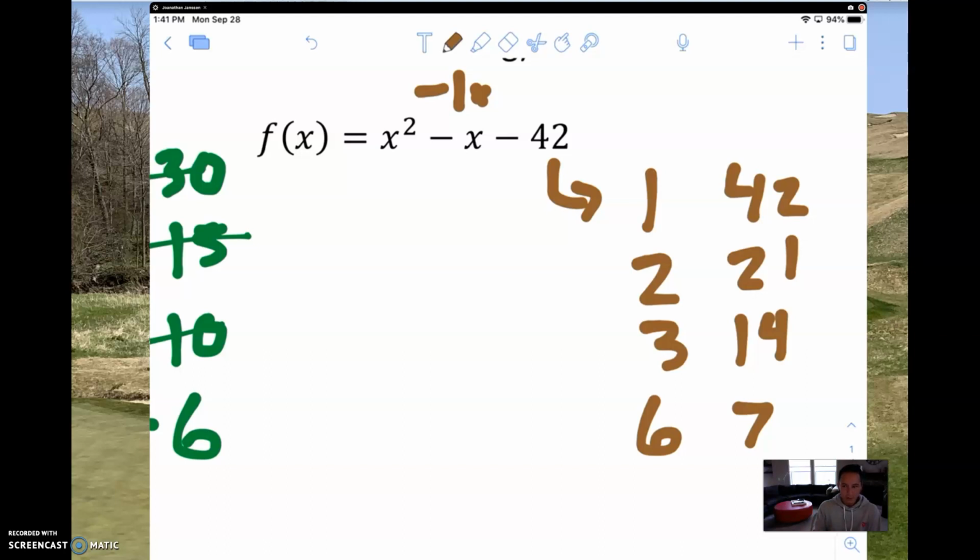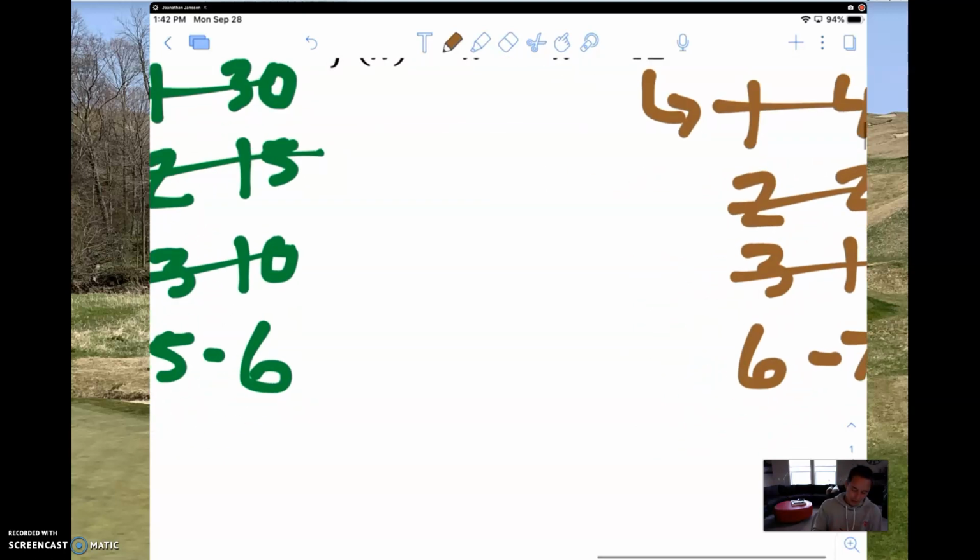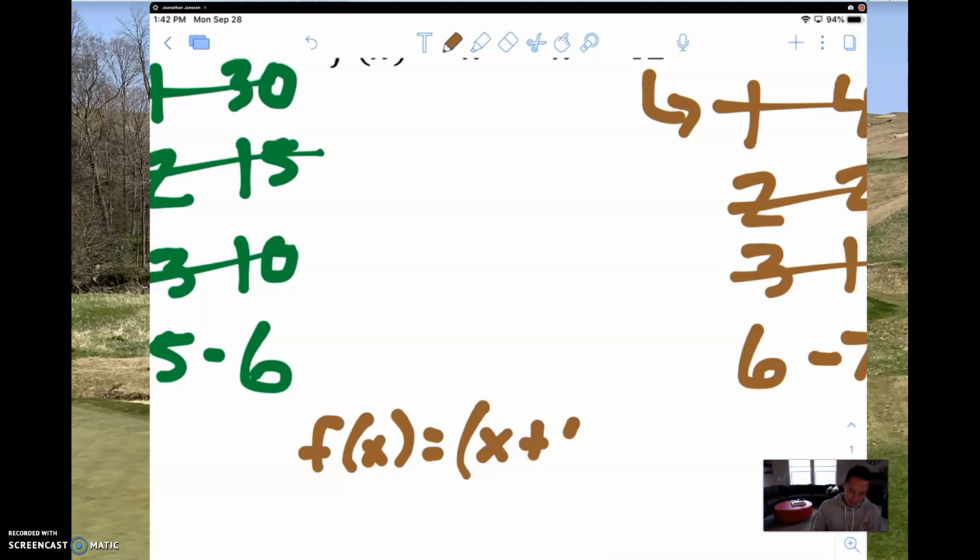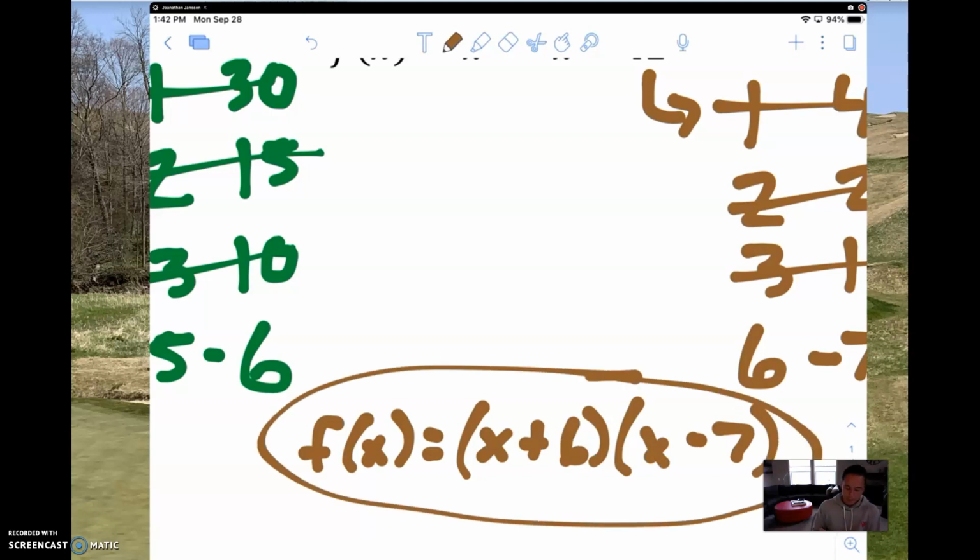1 and 42, that won't work because that's 43 or 41. 2 and 21, nope. 3 and 14, nope. But 6 and 7, that one will work. So if I want to make this equal a negative 1, then I need the negative sign on the 7, because 6 minus 7 is a negative 1, and if I multiply 6 times negative 7, it equals negative 42. So there's my combination, and it's going to be f of x equals x plus 6 times x minus 7, and that is your factored form.